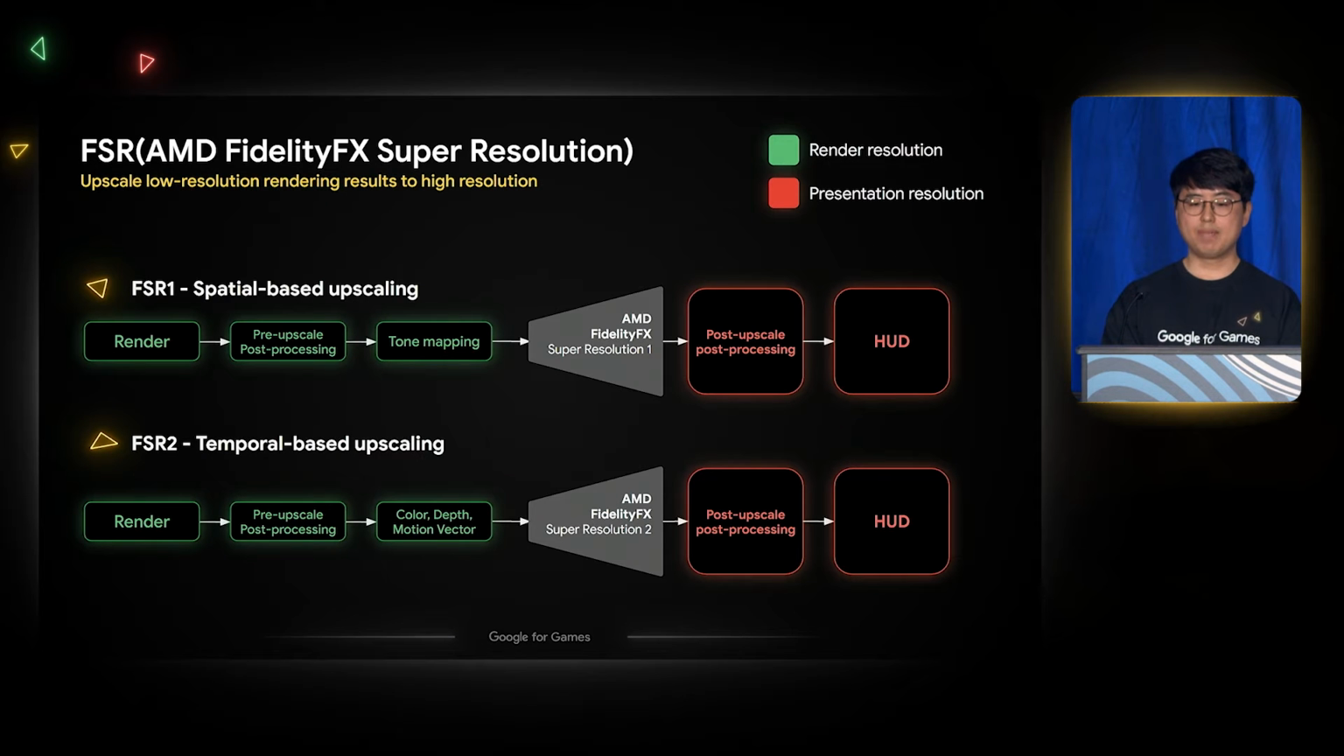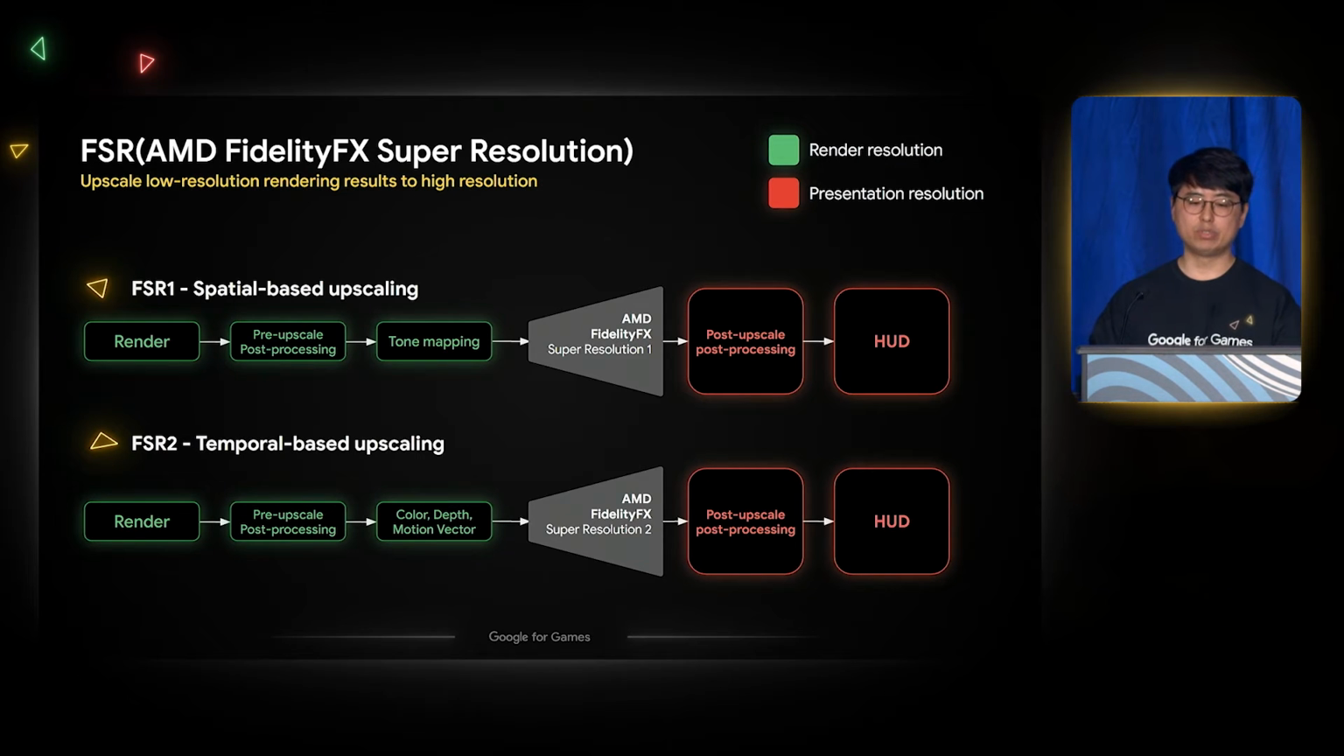Next is the AMD FidelityFX Super Resolution, or FSR, an upscaling technology that can be used with Vulkan devices. It lets you render your main scene at a lower resolution and upscale before doing the post-processing. It can make a high performance improvement and give similar graphic quality to a high resolution draw.